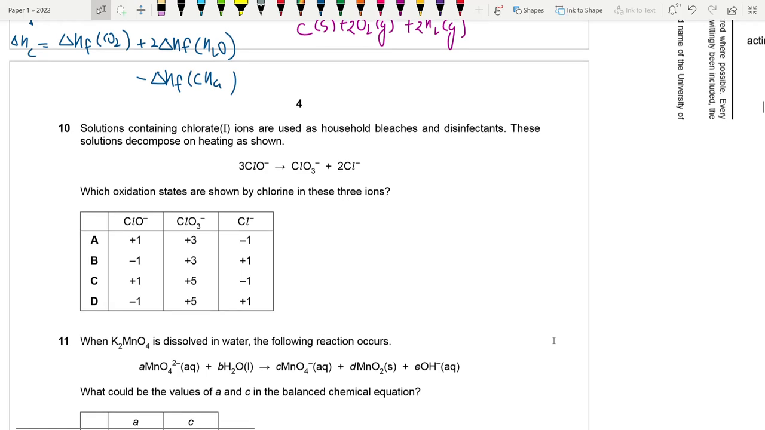Number 10. Solutions containing chlorate(I) ions are used as household bleaches and disinfectants. These solutions decompose on heating as shown. Which oxidation states are shown by chlorine in these 3 ions? Okay. Here, oxygen has an oxidation number of -2. Chlorine has an oxidation number of +1. Here, oxygen has -2. -2 times 3 is -6. So chlorine is +5. This is chlorate(V). And chlorine has an oxidation number of -1 here. Okay. So we're going to go with C. 10 is C over here.